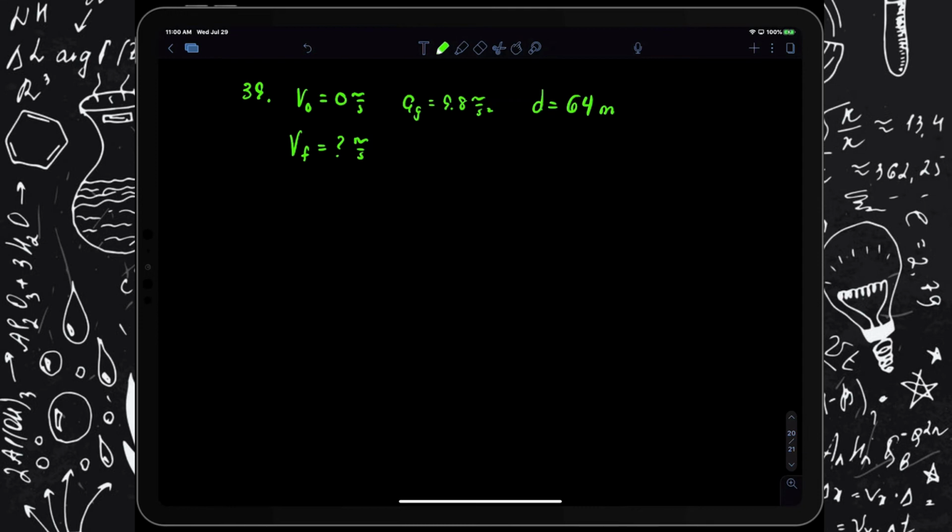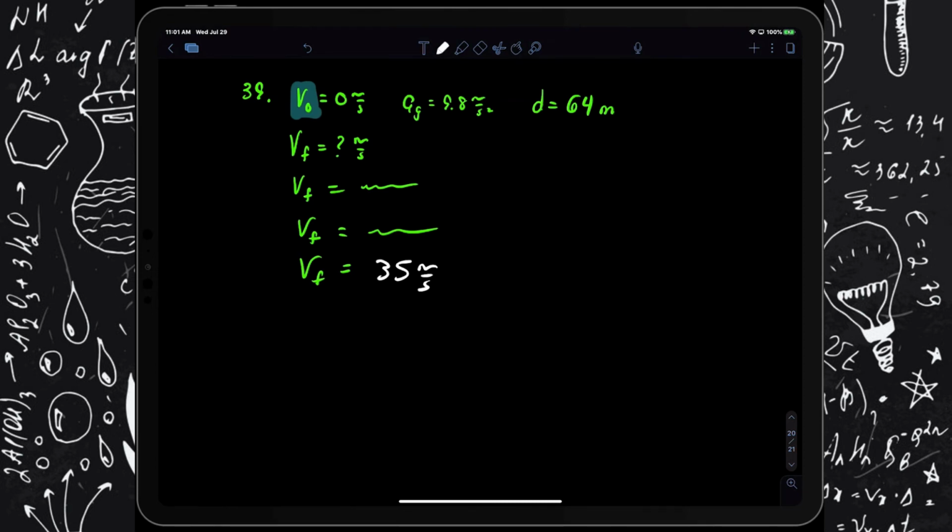Now the key for this one is that you have to find the formula in which V0 equals 0. You do that. You identify the correct equation. You substitute in your variables. And your final answer for this one should end up being 35 meters per second.